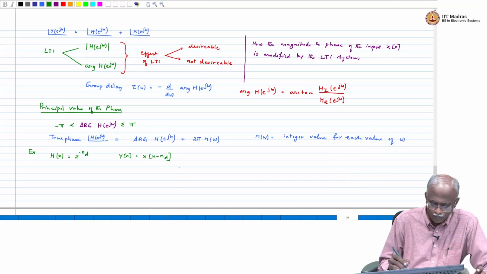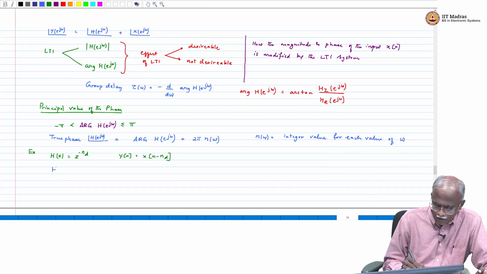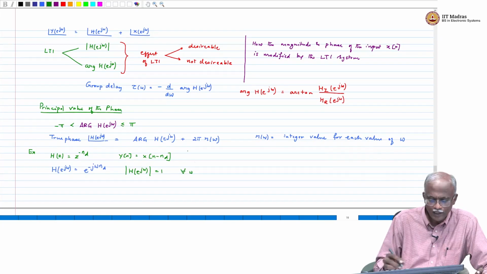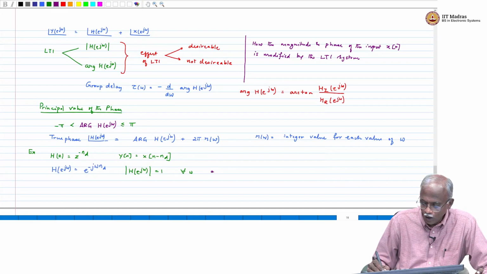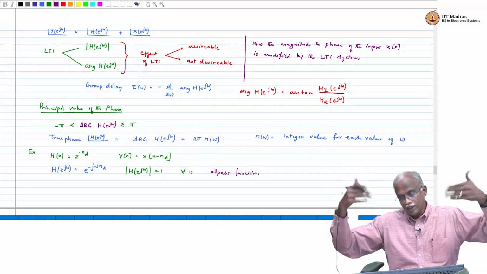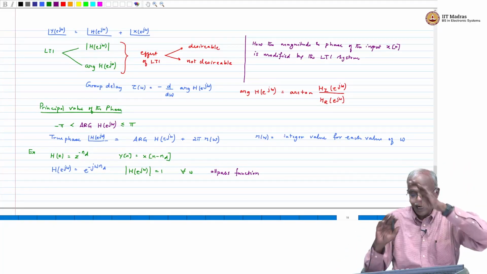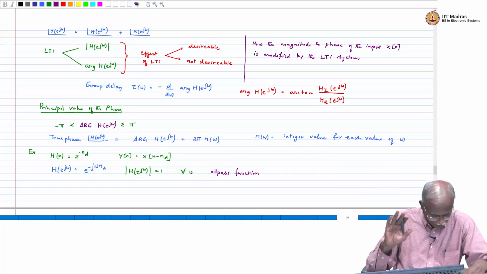H_e(j omega) will be equal to e to the power minus j omega n_d, where n_d is an integer. Take the magnitude: the magnitude of H_e(j omega) is equal to 1 for all values of omega. A delay is an all-pass function. All-pass functions are those functions which treat all frequencies the same. So a delay is trivially an all-pass function. The all-pass functions that we will be studying later in this chapter are non-trivial all-pass functions. This is a trivial all-pass function, but it has that property.